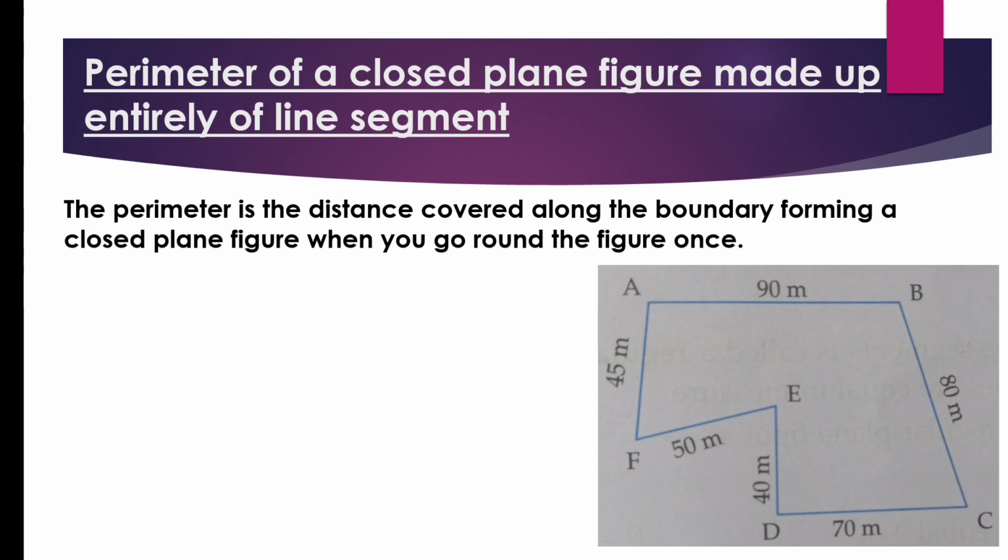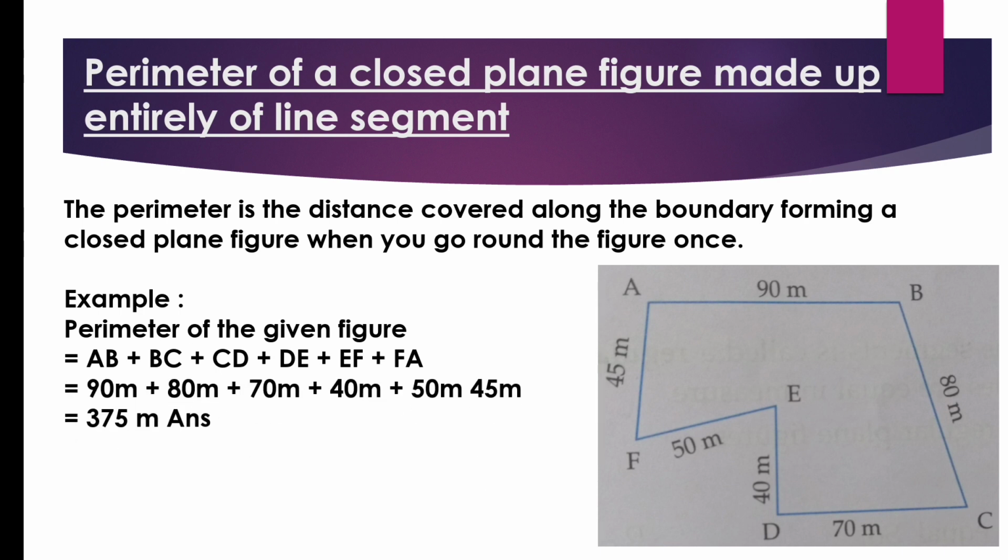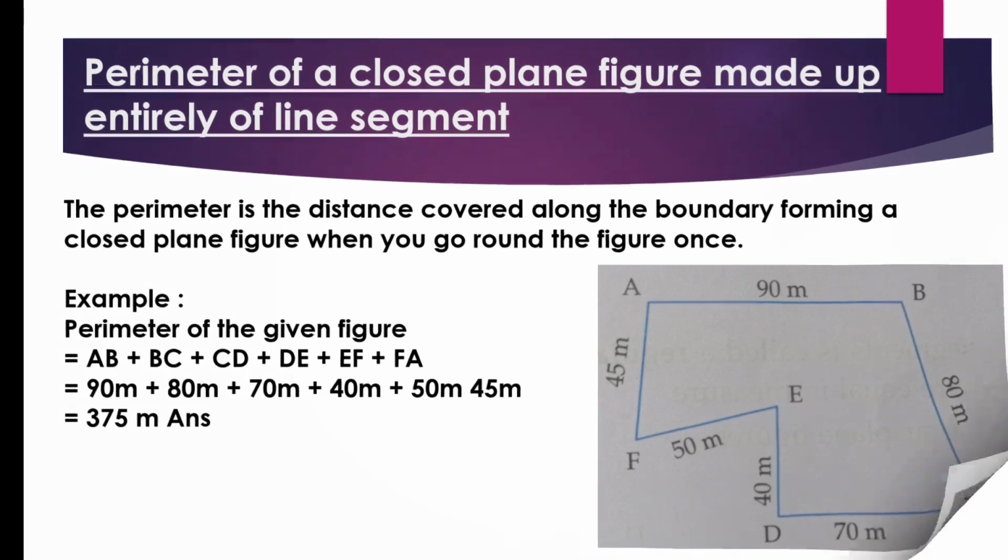So the perimeter is the distance covered along the boundary forming a closed plane figure when you go around the figure once. For example, perimeter of the given figure, we can add the lengths of all the sides. So we have AB plus BC plus CD plus DE plus EF plus FA. We will add all the sides and we are getting the answer as 375 meter. That is the perimeter of the given figure.